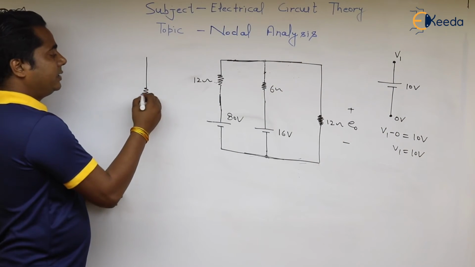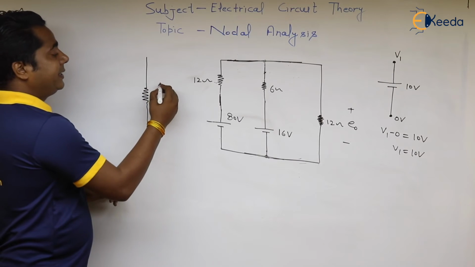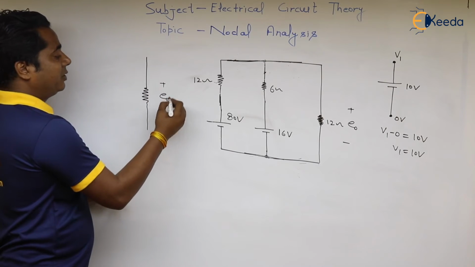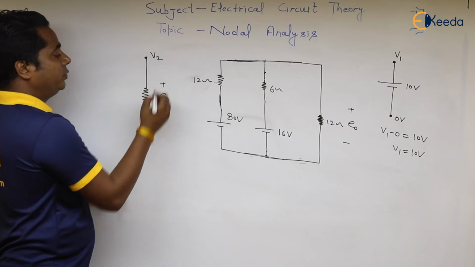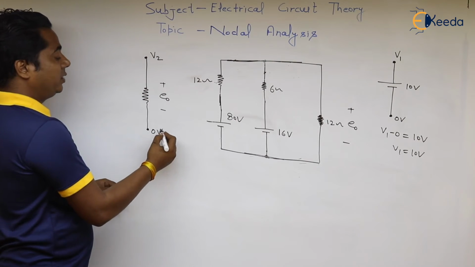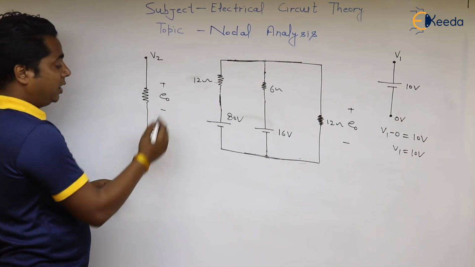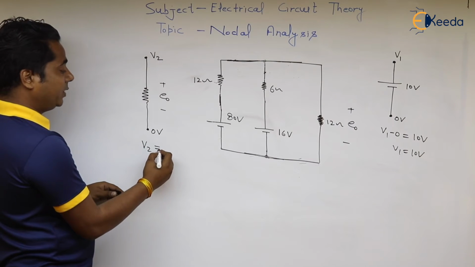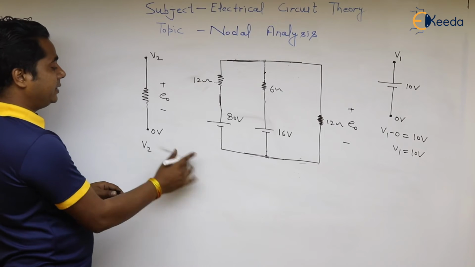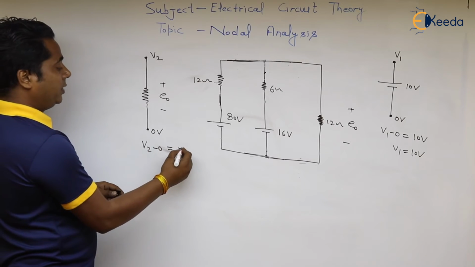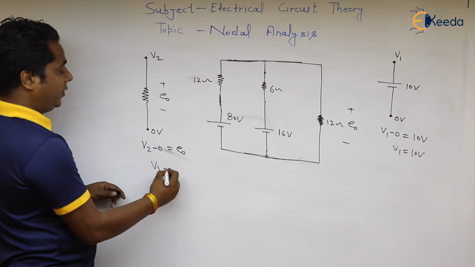If there is a resistor here, written as plus minus E naught, and this point is your V2, and this point is your 0 volt. We have to calculate the value of V2. Then what will be the value of V2? V2 minus 0 will be equal to E naught. So the V2 value will be E naught.